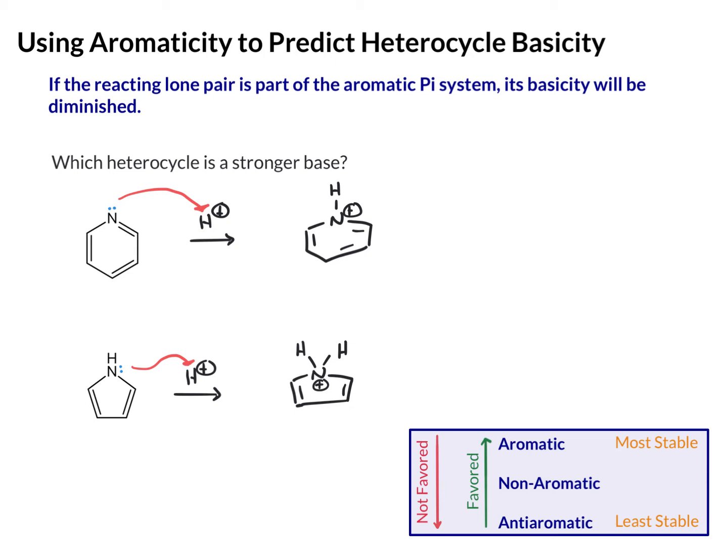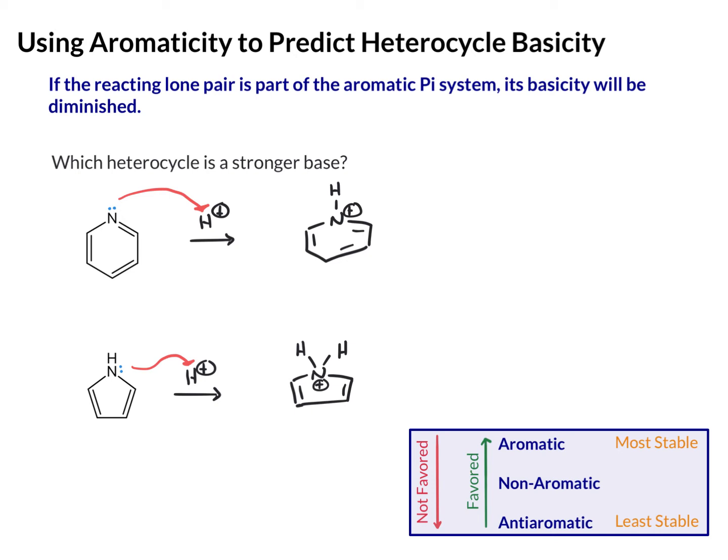The question is, if you're going to use one of these heterocycles as a base in a reaction, which one is better to use? And we can use our understanding of aromaticity to think about this. What we want to do is analyze this reaction from start to finish, bearing in mind something that is aromatic is the most stable, and then going to anti-aromatic is the least stable.